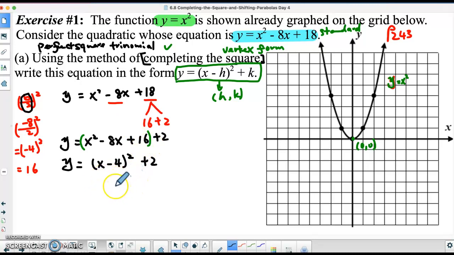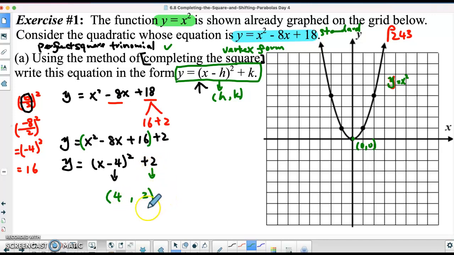Well, now, that's it. We actually just achieved our goal. This is our goal, right? I want to write it in vertex form. Why? Because it's able to tell me the vertex. So what's the vertex here? One comes from negative 4. Negative 4, it becomes 4. The other one comes from 2. You just keep it, right?